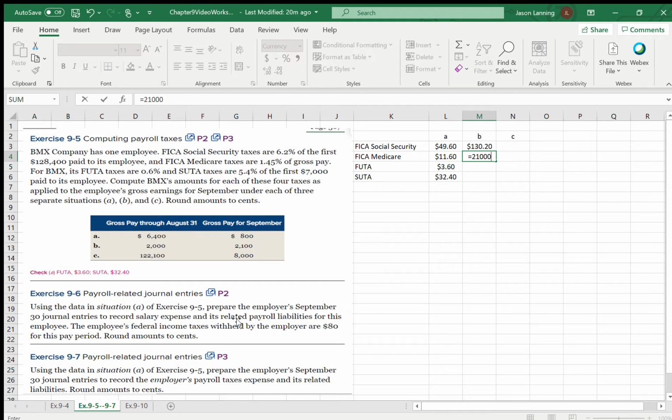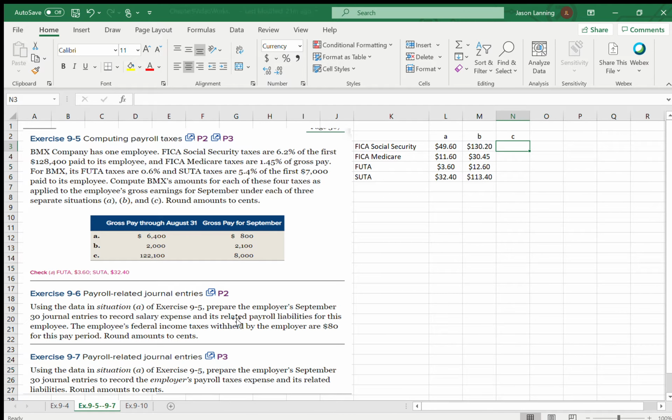Medicare is, again, their $2,100 times 0.0145. We'll be looking at $30.45. Federal unemployment is their $2,100 multiplied by 0.006, $12.60. And for their state unemployment, it'd be $2,100 times 0.054, 5.4%, for $113.40.